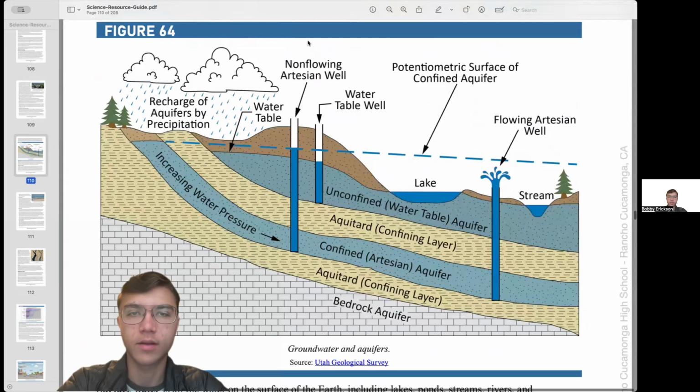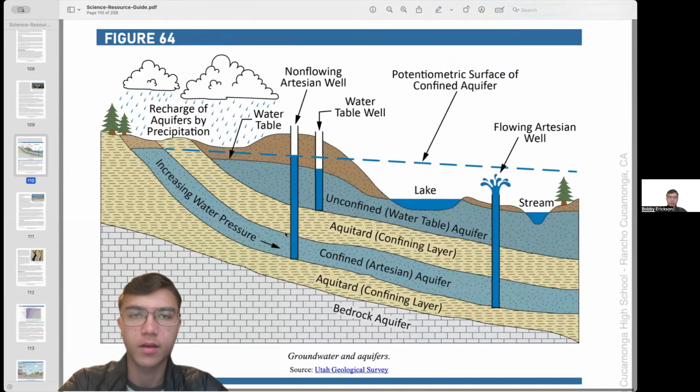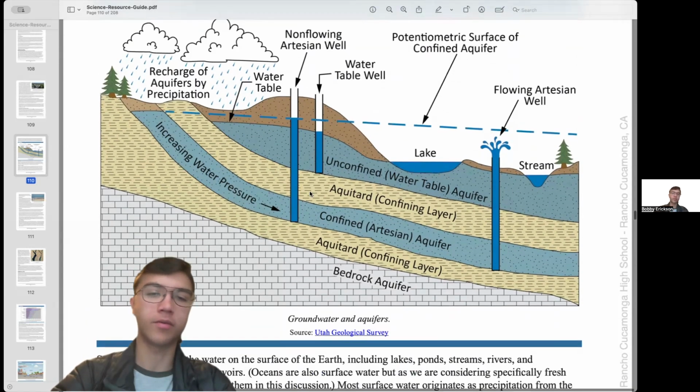So again, if we take a look at this chart here, we can see a flowing artesian well coming out of the confined aquifer or the artesian aquifer. And we can also see that there is a water table that runs across the top. A water table well just takes from the water table and it doesn't actually flow up on its own.